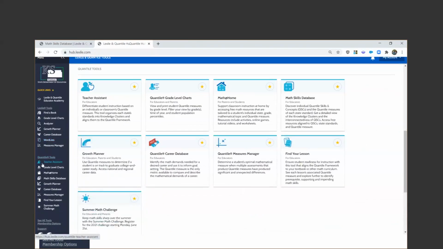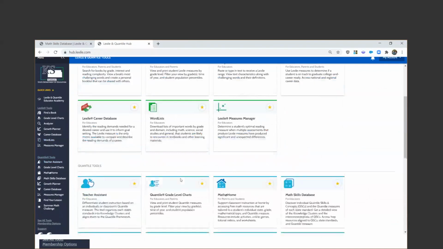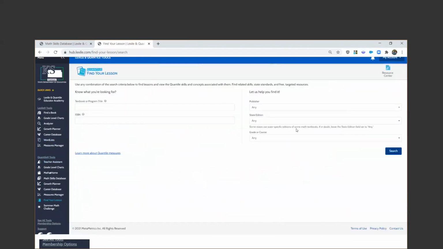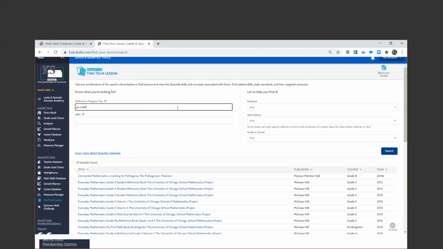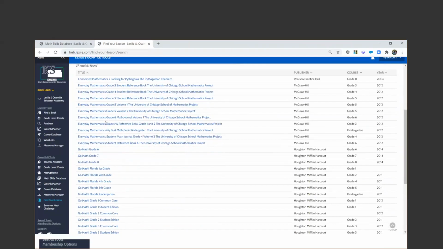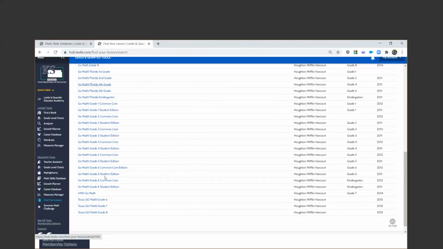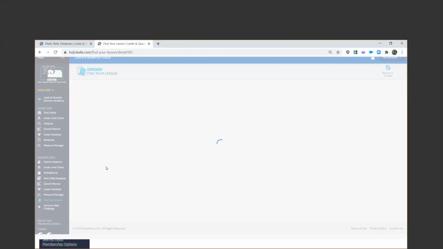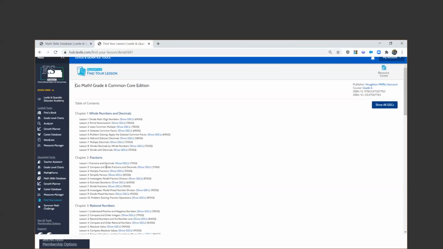Going back to the math side here for just a moment, another resource I want to share with you all is the Find Your Lesson feature in the Quantile framework. For those of you that still teach out of a math textbook, or for those of you that teach a math program, the Find Your Lesson allows you to explore the quantile skills and concepts that we talked about earlier that are contained within a particular lesson. So for example, again, my son uses the Go Math textbook at the sixth grade level. If I type in Go Math, I can pull up a list of the various Go Math textbooks that are out there, and I can drill down into that grade six Go Math Common Core edition.